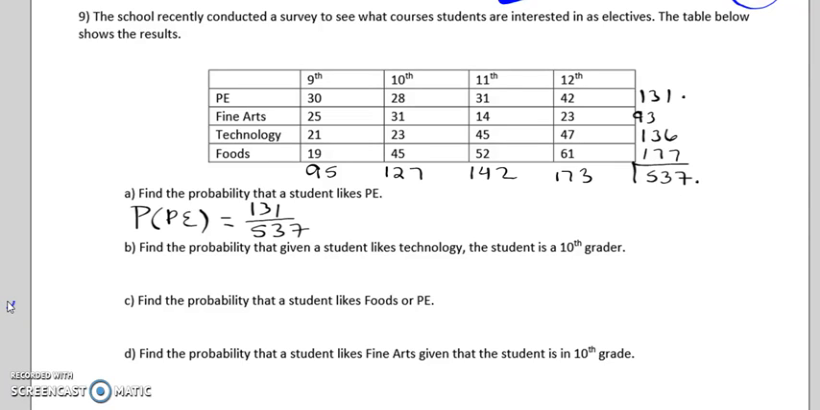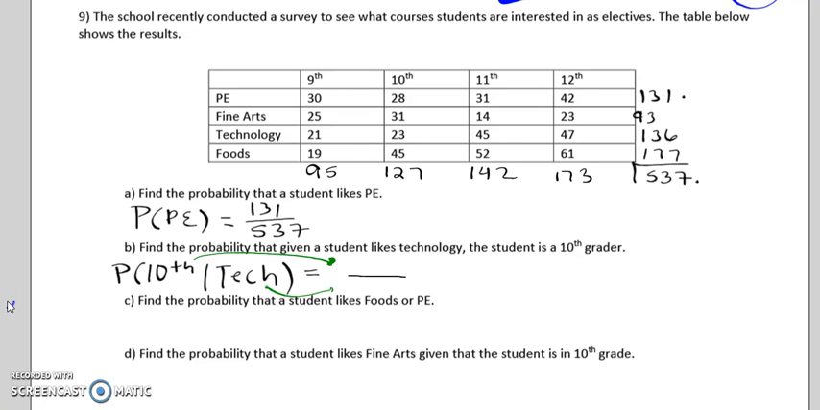All right, now find the probability that given a student likes technology, the student is a 10th grader. So this is conditional. Probability of being a 10th grader given the student likes tech. So earlier we've done our conditional probability formula where we have probability of 10th and tech over the probability of tech. But when we use a table, we can actually skip a few steps here, and it's a little bit easier. So the number of 10th graders is just going to go on top, and the number of people who like tech will go on bottom.